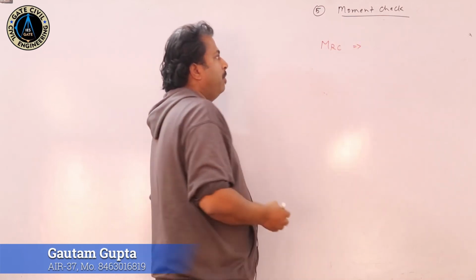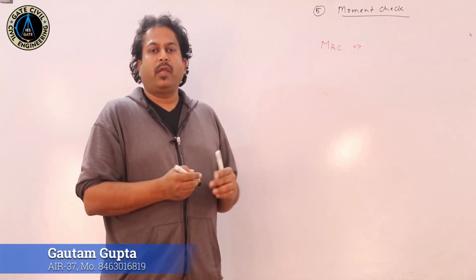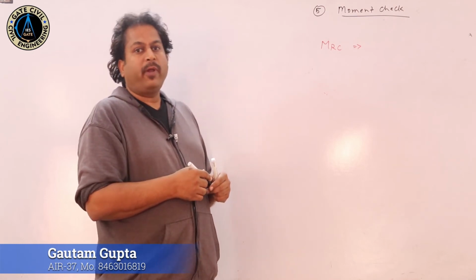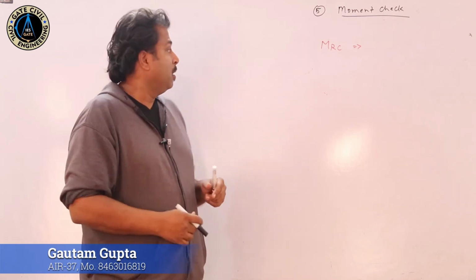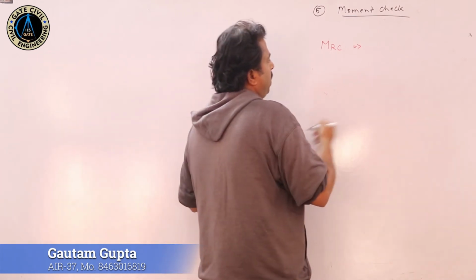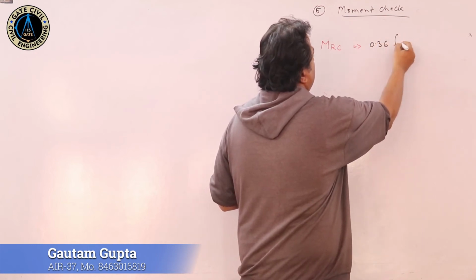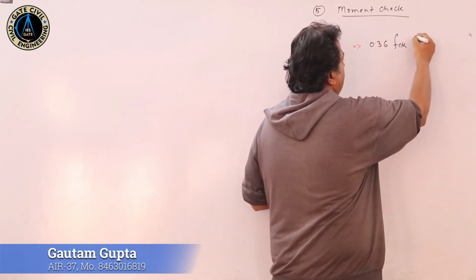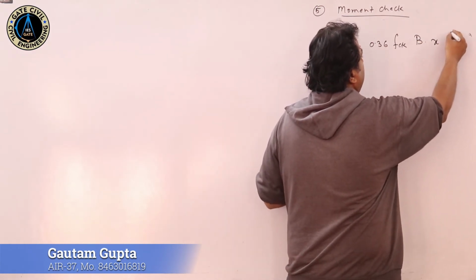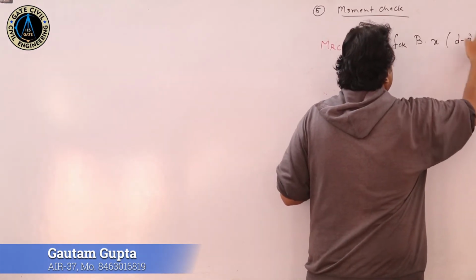The moment carrying capacity is given as MRC. Whenever we are designing any particular section, we always design a section as a balanced section or under reinforced section. Over reinforced sections are not designed. So, the moment resisting capacity of the concrete, that is MRC, is given as 0.36 fck B into x into (d minus 0.42 x).